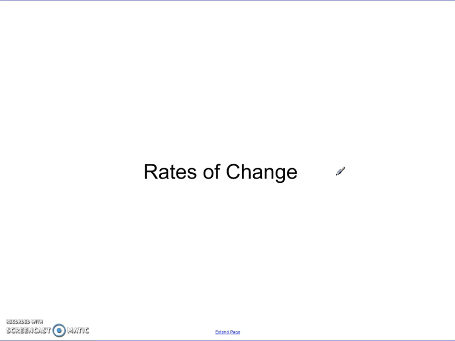But there's no point in looking at this if we don't start to think about why. What applications of this do we have? And how can we use it? And the first of these that we're going to look at is something called rates of change.